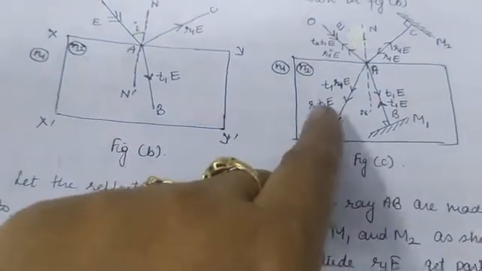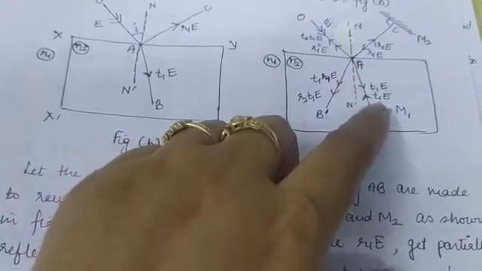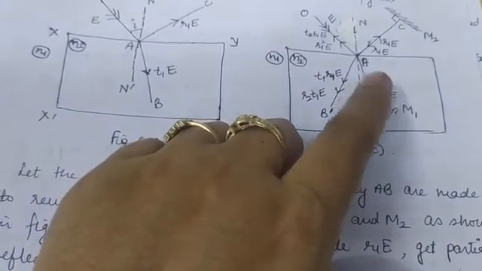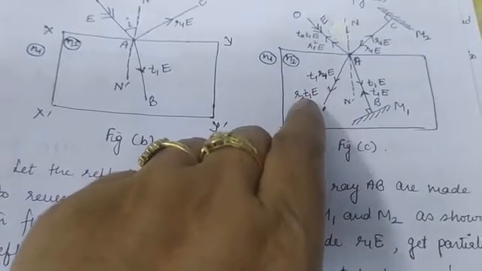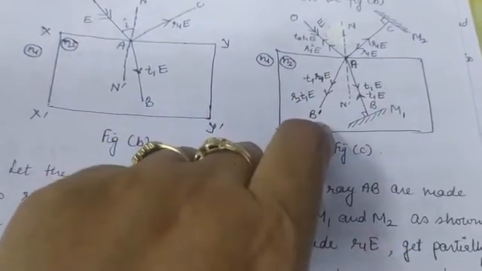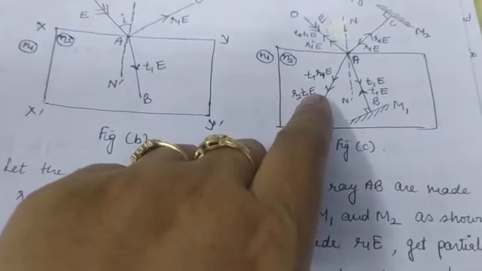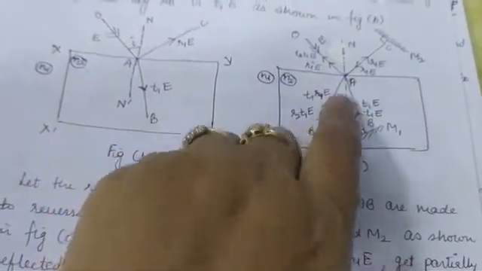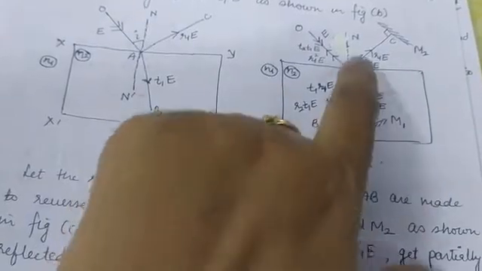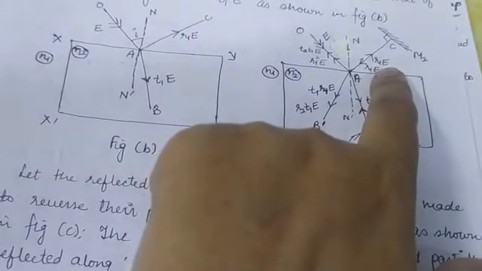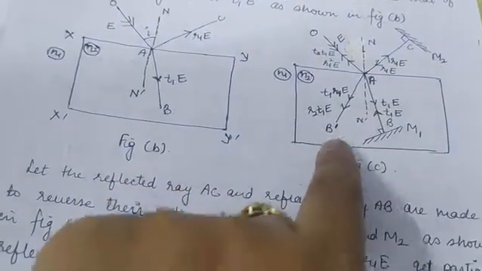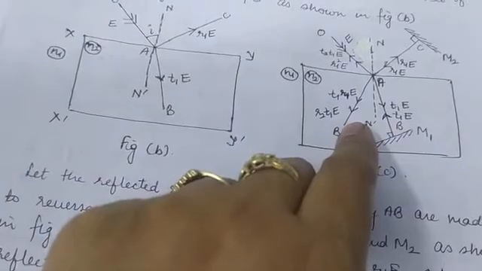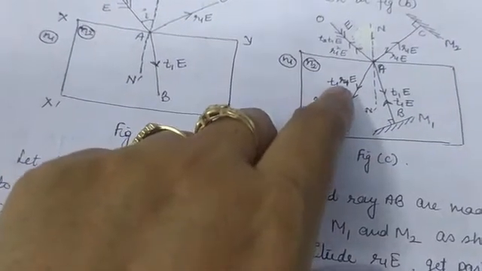Alright. Now, how can I find out the amplitude of the AB dash ray from BA? Incident amplitude is T1 into E. Reflection coefficient in the second medium is R2. So the reflected ray's amplitude becomes R2 times T1 into E. Similarly, the AB dash ray is also the transmitted ray for CA. So the CA ray has an amplitude of R1 into E. So what will be the transmission amplitude in the second medium? It is T2. So it becomes T2 times R1 into E.